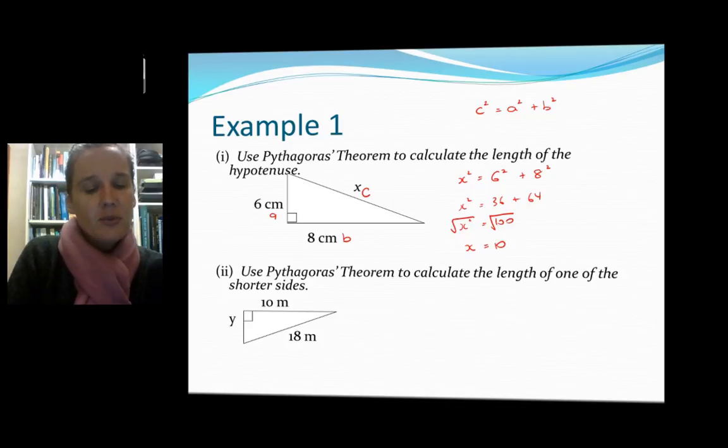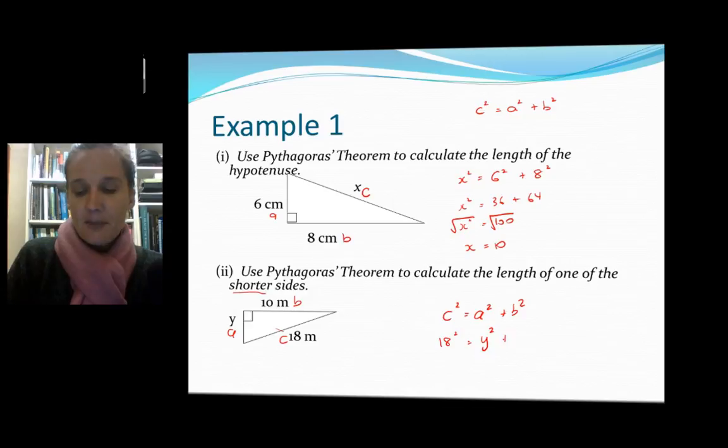So for number 2, we want to use Pythagoras theorem to calculate the length of one of the shorter sides. So here's our right angle, this is our C. We have our A and our B. We know c squared equals a squared plus b squared. So our c squared is 18 squared, a squared is y squared, and b squared is 10 squared. So 18 squared gives us 324 is equal to y squared plus 100.